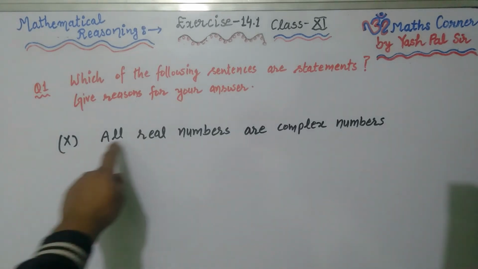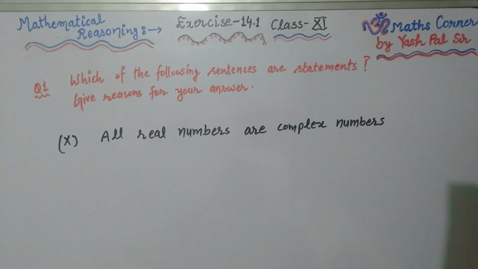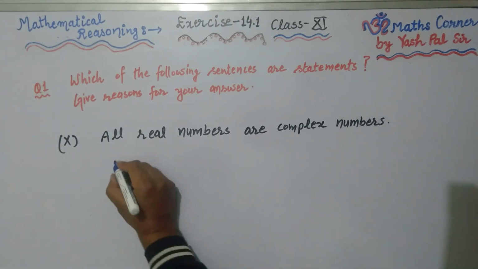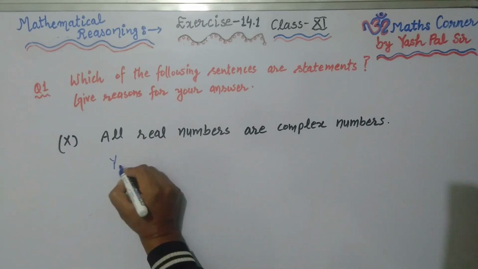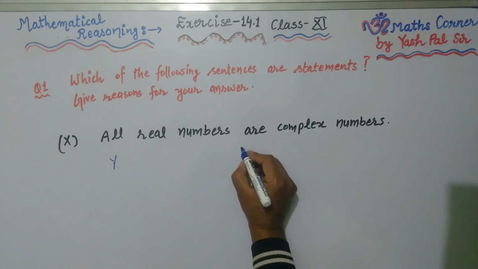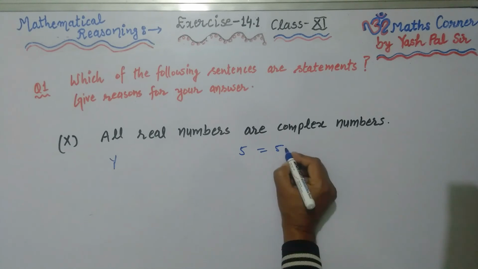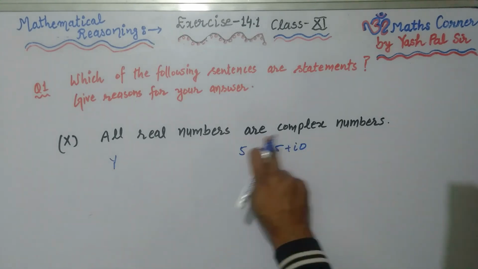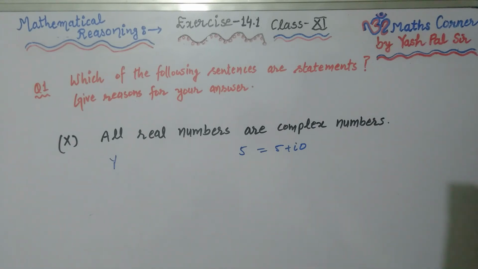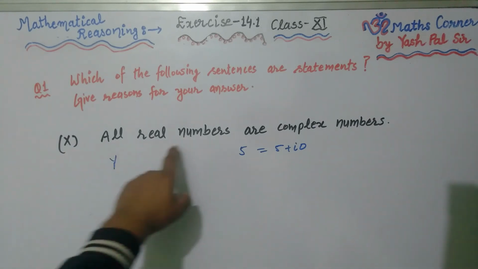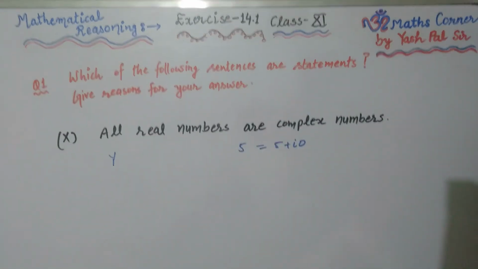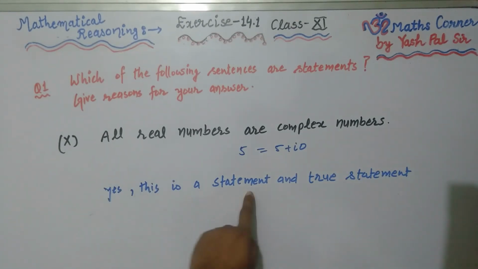The last one is: All real numbers are complex numbers. What do you say about this? We can immediately reply yes, this is true. Even if I write 5 here, 5 means 5 plus i times 0. So 5 can also be written in the form of a complex number. So what is the answer? Yes, this is a statement and a true statement.